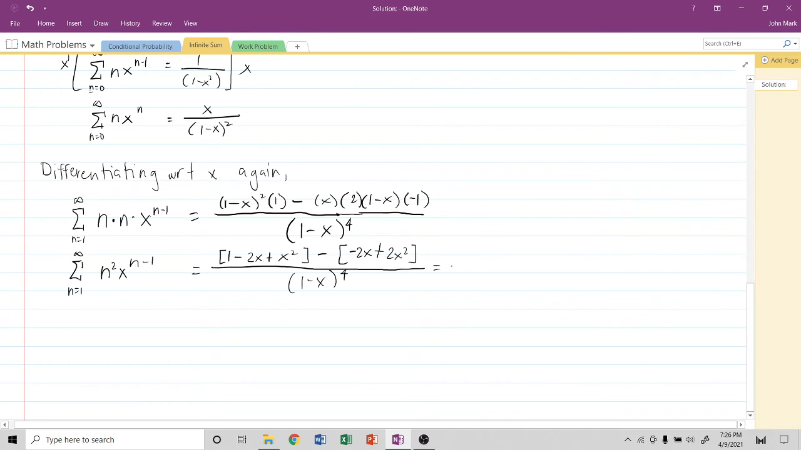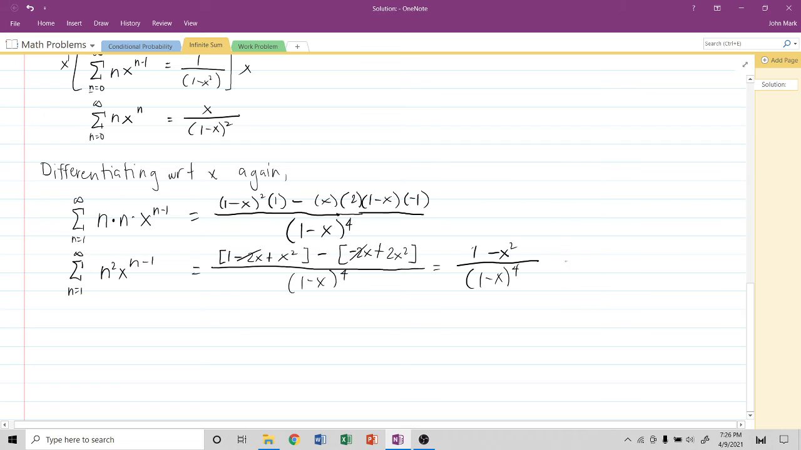Now, simplifying further, we cancel the 2x. So we have x squared minus 2x squared, so that's negative x squared. Then we copy the 1. So we have 1 minus x squared all over 1 minus x to the fourth.